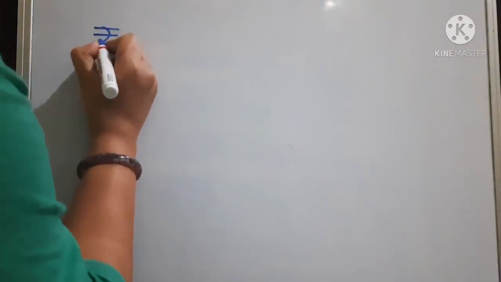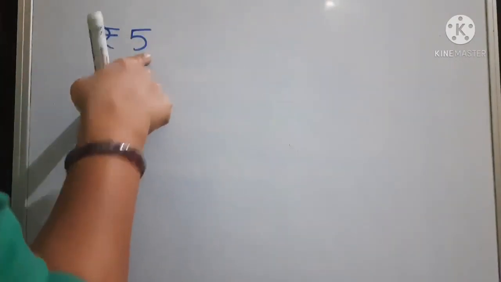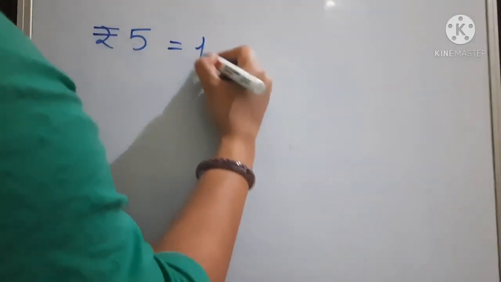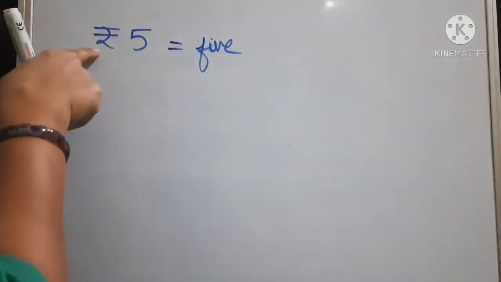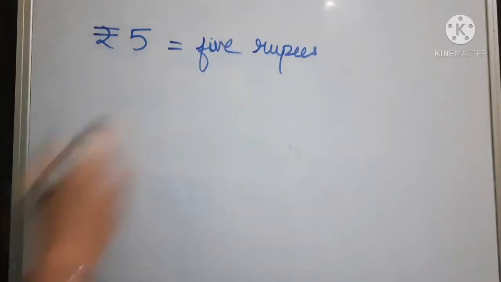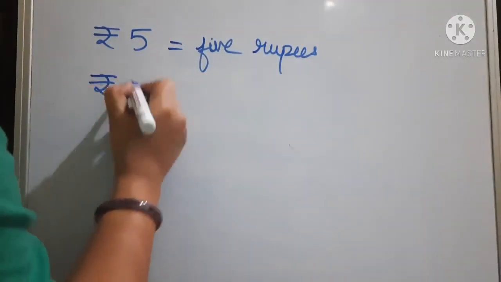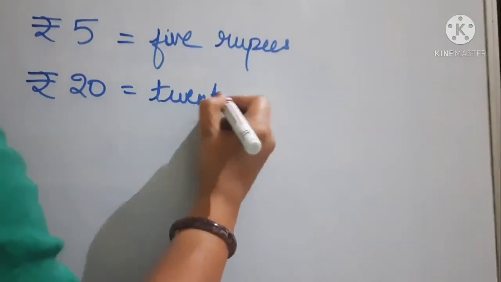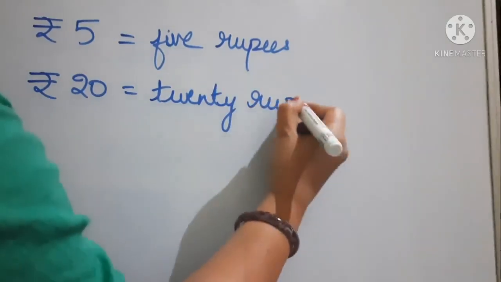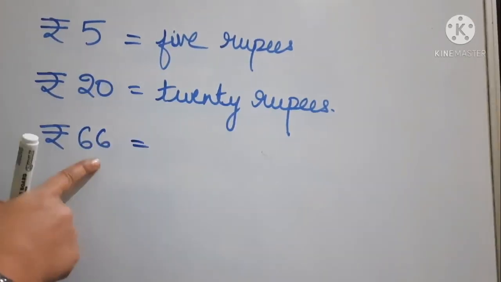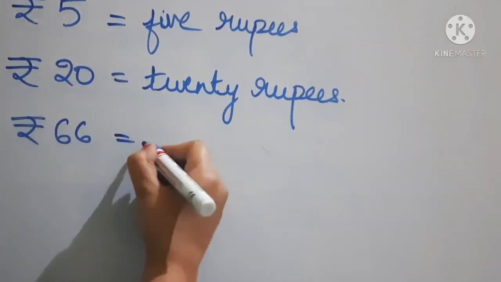Yes. So children, now shall we write this figure into words? How much is this? 5 rupees. This is the symbol for which? Rupee. Yes, 5 rupees. Now tell me how we are going to write this. Yes, 20 rupees. Now shall we write? Read it aloud. 66 rupees.